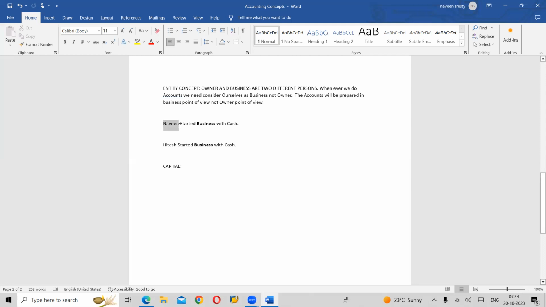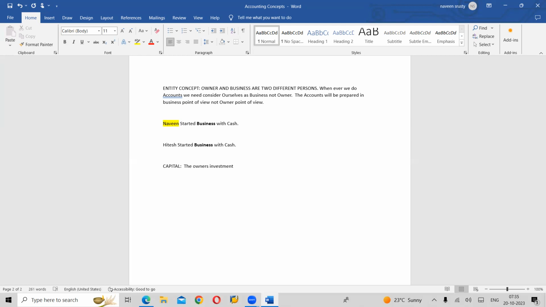Who is giving the money here? Naveen is giving the money. And who are we here? Business. So Naveen is giving money to us to do our day-to-day activities. But whatever amount Naveen has invested, we need to repay back to Naveen at the end. Something which we need to repay back is considered a liability. That is the reason capital is nothing but the owner's investment.